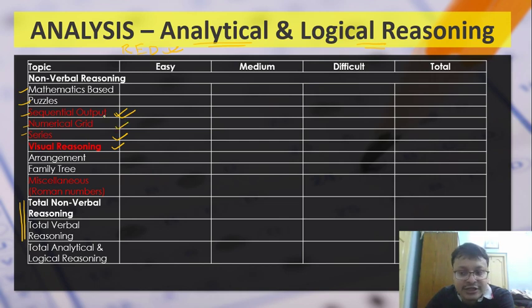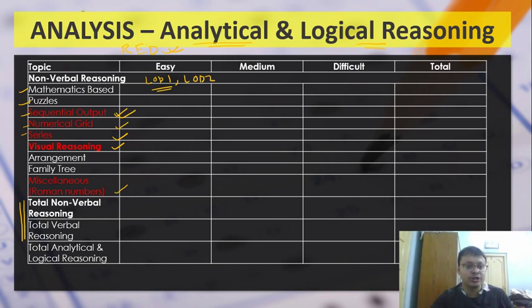Numerical grid is again something which is not tested much in CAT but is important for Snap. Arrangements and family tree are pretty similar. It's just that the level of sets is LOD1 and maybe one or two sets might be LOD2, but mostly LOD1 sets. Sets on things like Roman numbers and so on, and some miscellaneous sets are there.